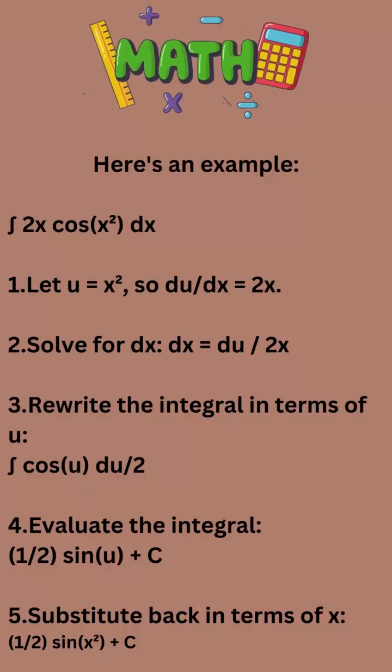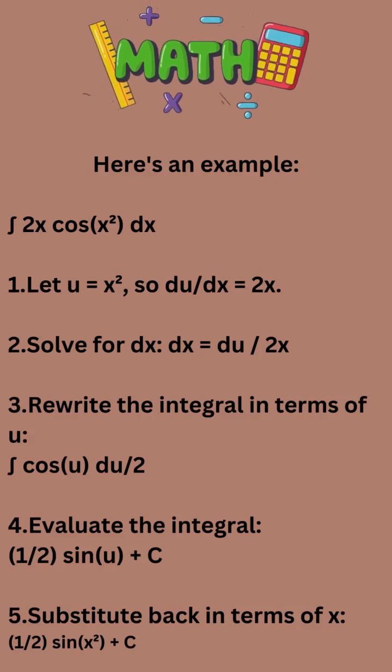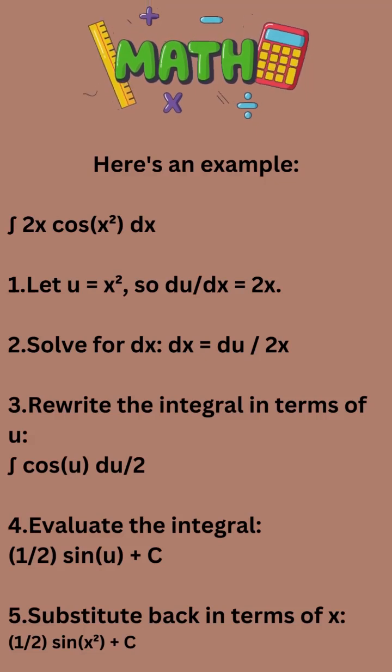Integration by u-substitution is a technique used in calculus to simplify integrals by making a substitution that will transform the integral into a simpler form. The basic idea is to substitute a complicated expression inside the integral with a new variable u, such that du/dx is a factor in the integral. This allows us to rewrite the integral in terms of the new variable u, making it easier to solve.